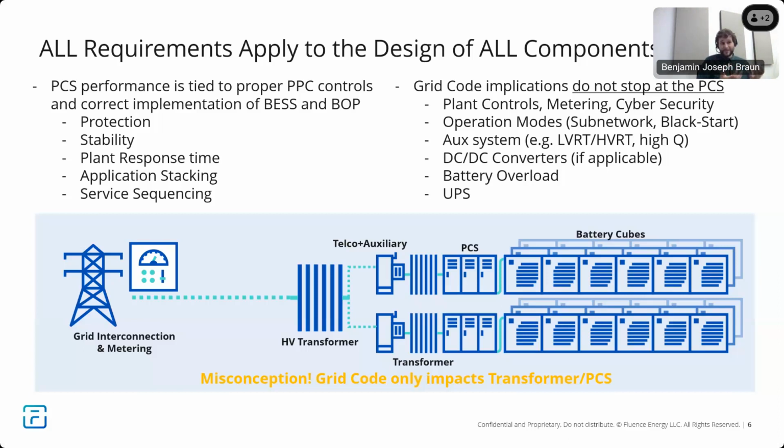On your auxiliary system, it's not just that the PCS has to survive an HVRT or an LVRT, your auxiliary system does as well. And what about if you're now providing a much higher amount of reactive power to the grid? That's also going to impact.